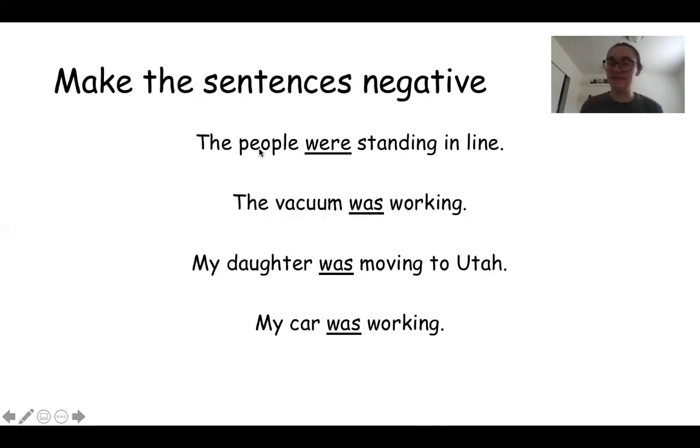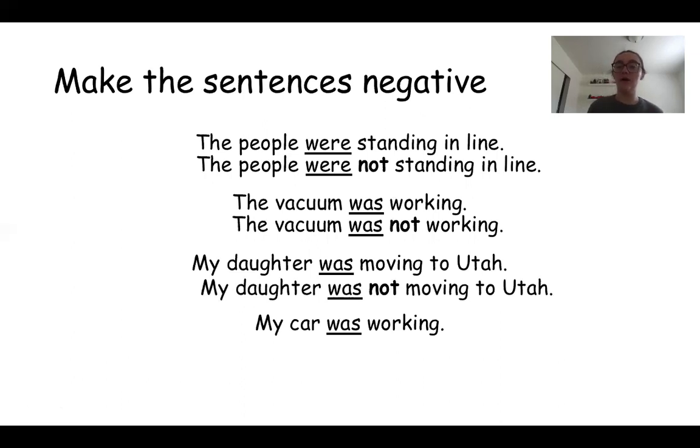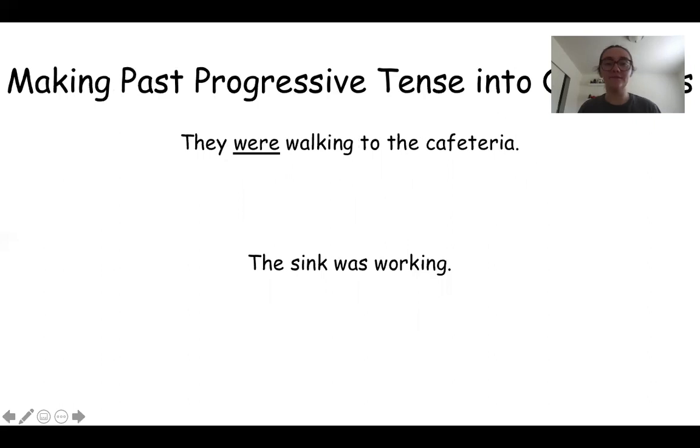So we're going to make the sentences negative. The people were standing in line. How do we make it negative? The people were not standing in line. The vacuum was working. The vacuum was not working. My daughter was moving to Utah. My daughter was not moving to Utah. My car was working. My car was not working. That's how we make it negative.